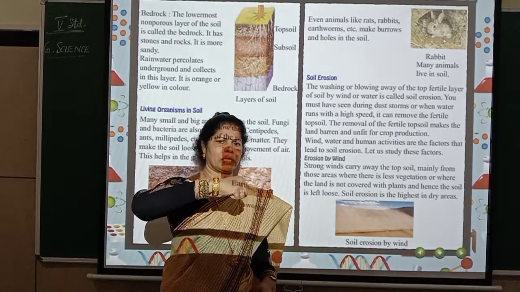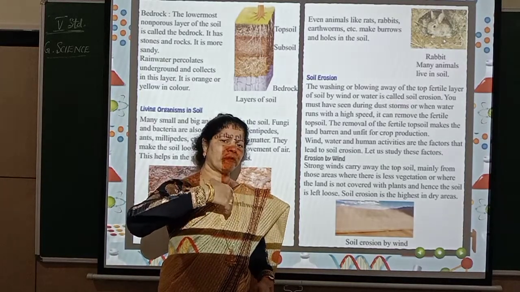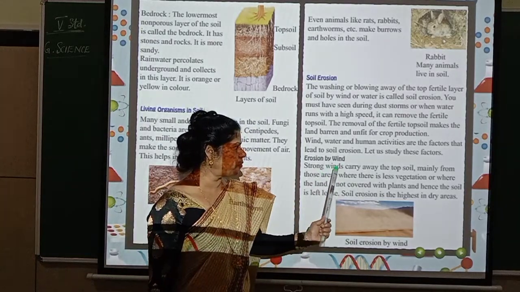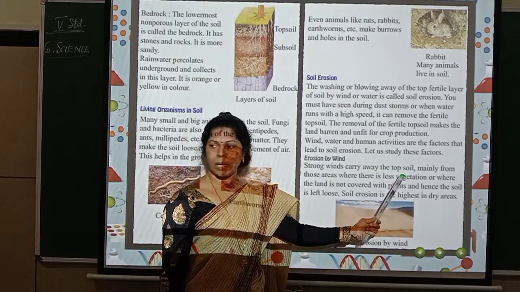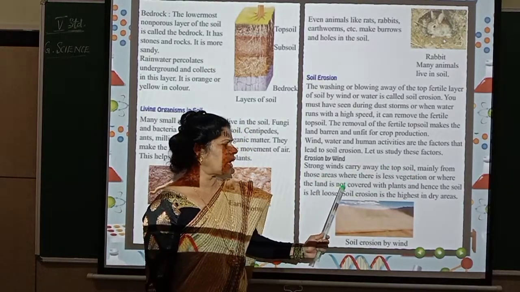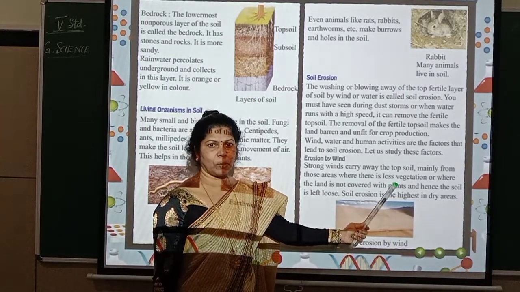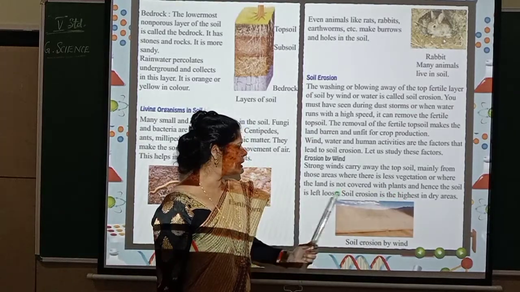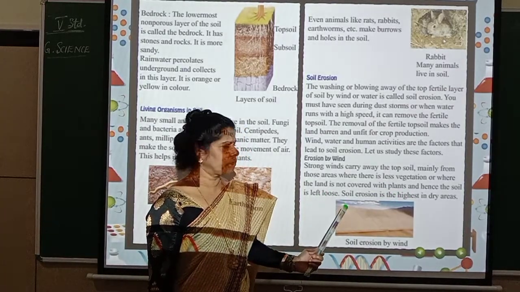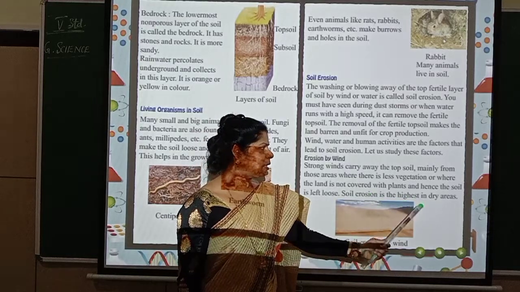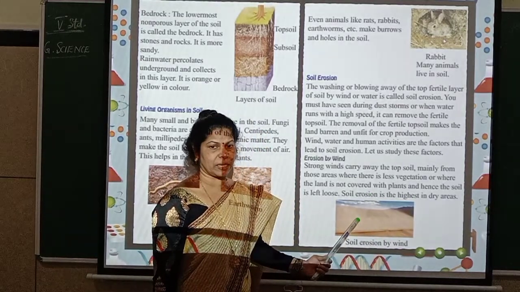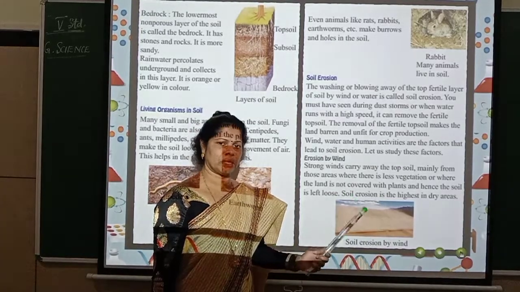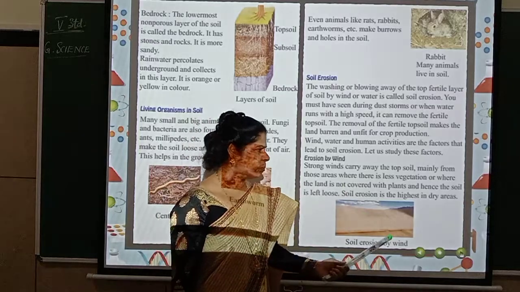There is nothing to hold it. So what will happen that time? If wind blows or water flows over the place, the soil will be carried away. That is why strong winds carry away the topsoil, mainly from those areas where there is less vegetation, no plant growth, or where the land is not covered with plants, and hence the soil is left loose. Soil erosion is the highest in dry areas, especially in the desert areas, wherein there is no vegetation. There the erosion by wind will be too much. So let us see the images, children.